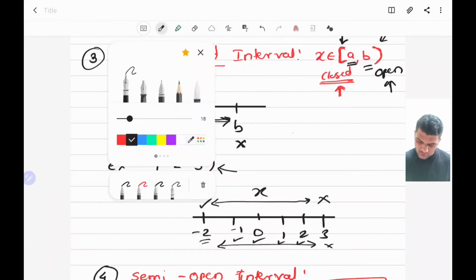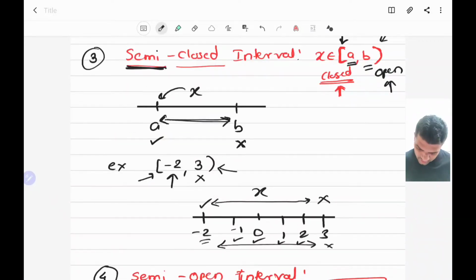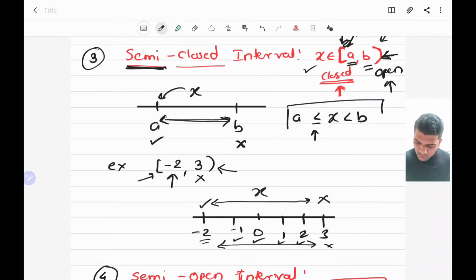Let me check how many of you can write down this thing very carefully. Please try to represent this thing in another form. See, this is one way of representing it, but we can represent this in one more way. Let's say x is less than or equal to a. I am considering the equal to sign because of this closed bracket, but I am neglecting the value of b in the inequality as it is open on the b side. So this is called a semi-closed interval, and this is one more way of presenting a semi-closed interval.